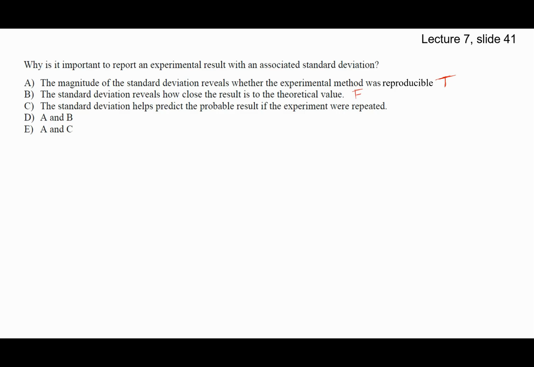C, the standard deviation helps predict the probable result if the experiment were repeated. Yeah, totally true, right? This gives you a probability of what your next measurement would be. Within 68%, your next measurement will fall in this range. Awesome. Okay, so this says, we'll skip ahead, A and C, of course, because we know B is wrong, so the answer is E.